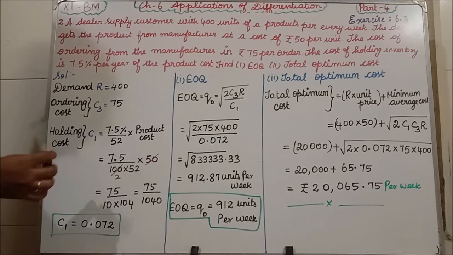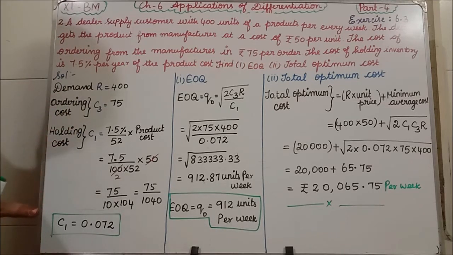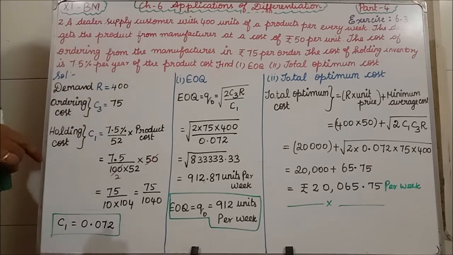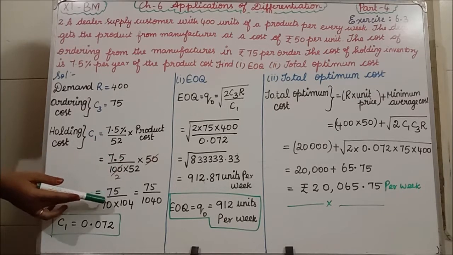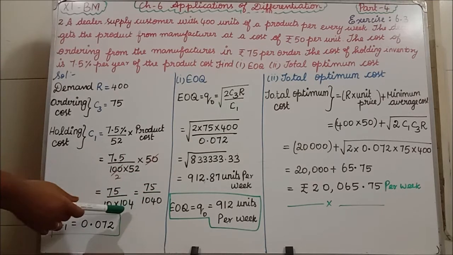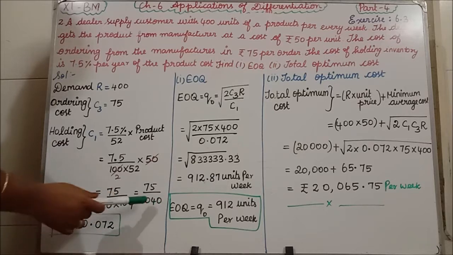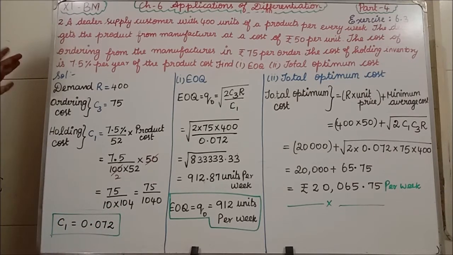After the decimal we have one digit, so multiply the numerator and denominator with 10. So 7.5 becomes 75, and the denominator 10 into 2 into 52 is 1040. So 75 divided by 1040 is C1. The holding cost value we are getting as 0.072. Clear students, we have got R, C3 and C1.